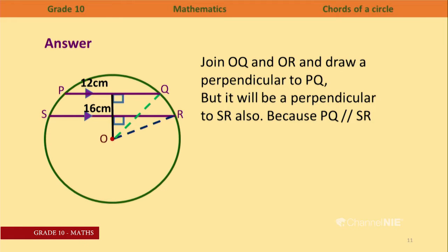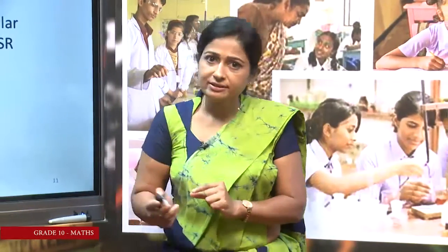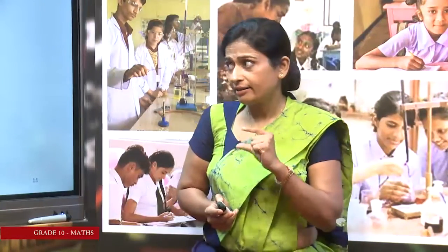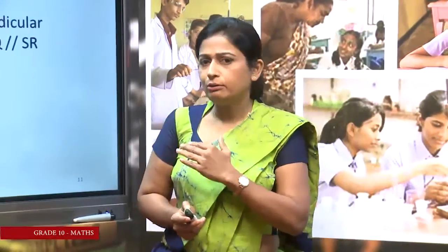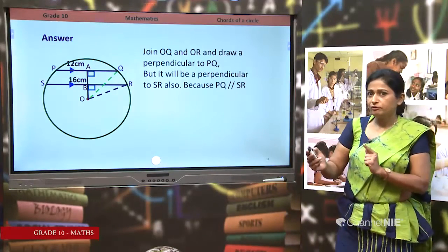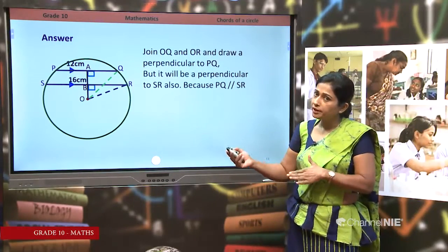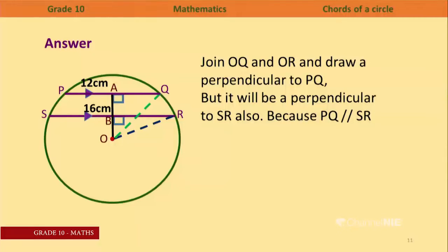So, according to the construction, our target is finding the AB distance. I marked two points as A and B to represent that distance AB. So, we should find that distance. How do we find that? You look at the line OA. If you know the length of OA and the length of OB, to get the distance between PQ and SR, which I mark as AB, we can get the AB distance.